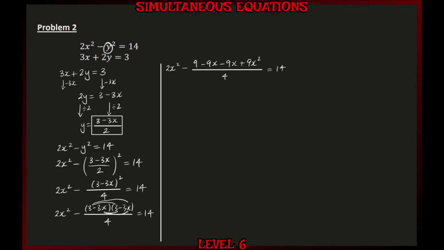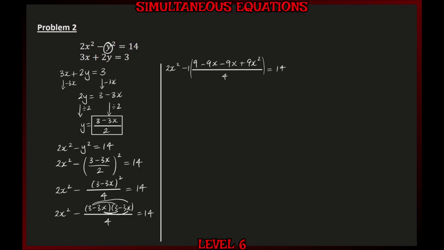I can now remove the divide by 4 at the bottom of that fraction, and I can do this by multiplying everything by 4. Now I have to be really careful when I do this because of this minus in front of the fraction. So I'm going to think of this minus as being a minus 1 that's multiplying the whole of this fraction.